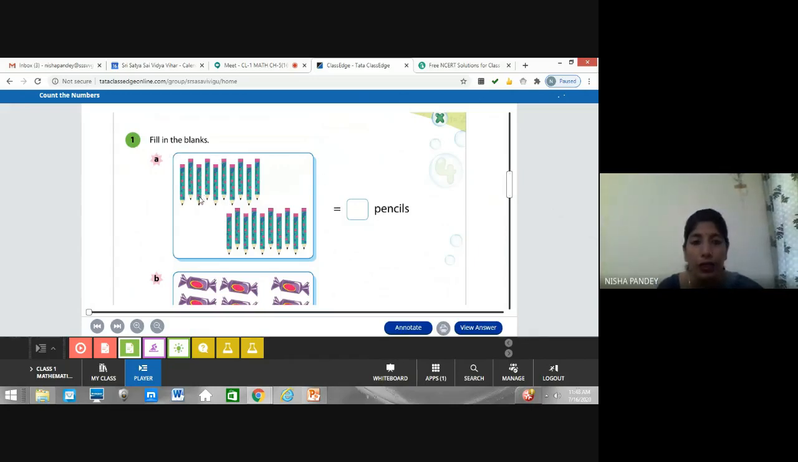Fill in the blanks. So, fill in the blanks means you can see this blank box here, and you can see the pencils. As it is a picture of pencils, we have to count how many pencils there are. So, the first example I am going to do for you. 1, 2, 3, 4, 5, 6, 7, 8, 9, 10. See, children, you have counted these pencils, 10, right?